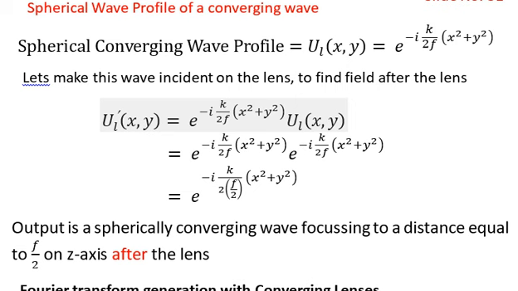So putting the value of input field for the converging lens as e to the power, before that we used a diverging wave, now we are using the profile as a converging spherical wavefront as e to the power minus iota k over 2f.